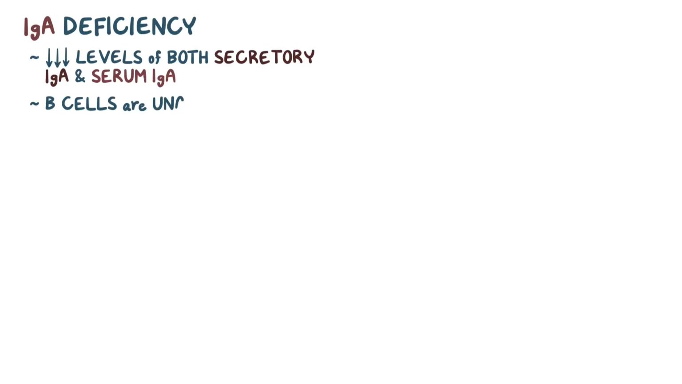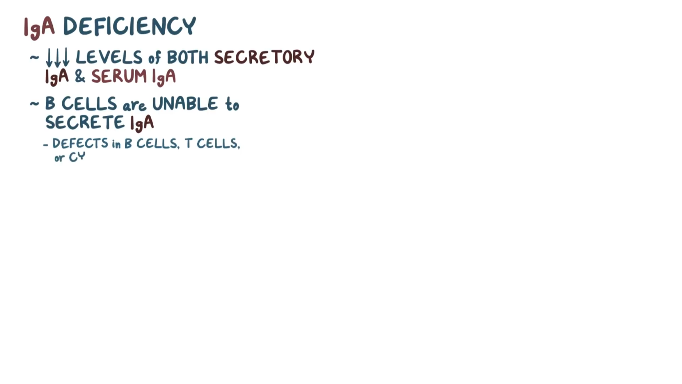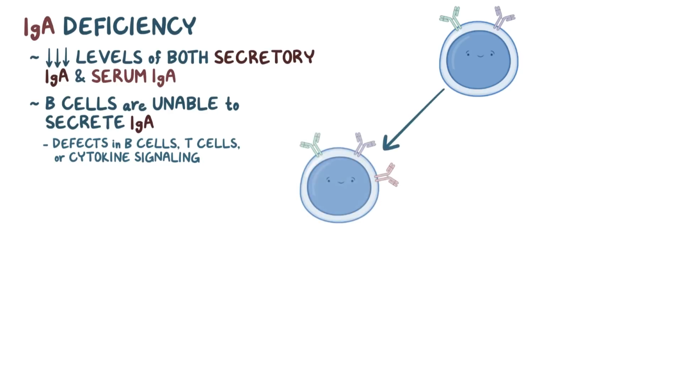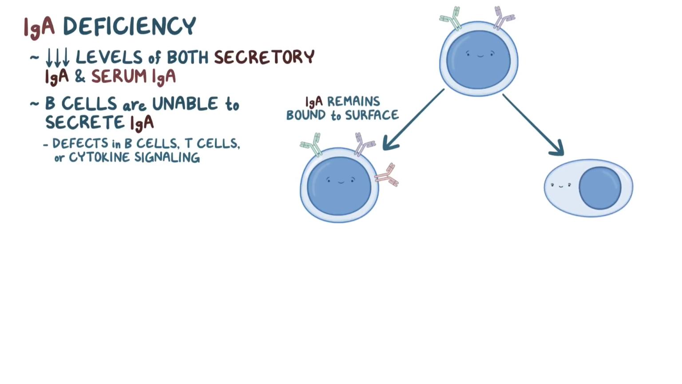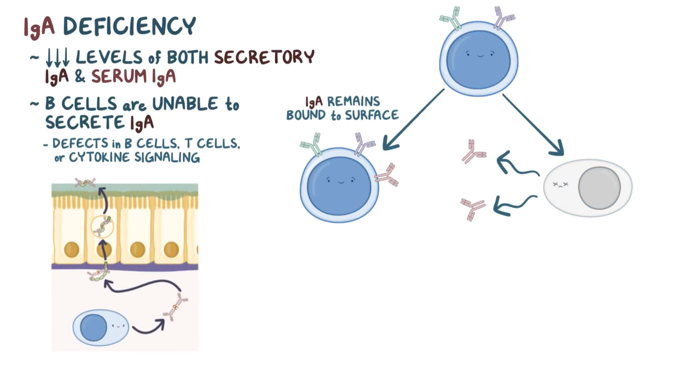In IgA deficiency, there are extremely low levels of both secretory and serum IgA, because B cells are unable to secrete IgA. This is due to a defect in B cells, in T cells, or in cytokine signaling between the two. Regardless of the exact cause, the result is that B cells can't class switch to produce IgA, or they can't differentiate into IgA-secreting plasma cells. So IgA remains bound to their surface, along with IgM and IgD. In other cases, IgA-secreting plasma cells die prematurely. Finally, there are also cases where IgA is secreted normally, but can't get across the mucosa, due to the absence of poly-Ig receptor.